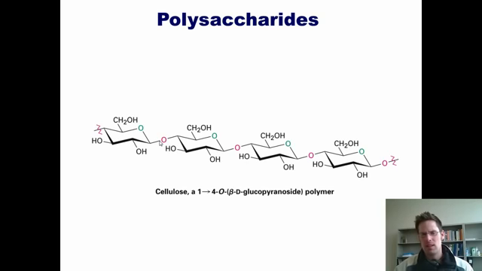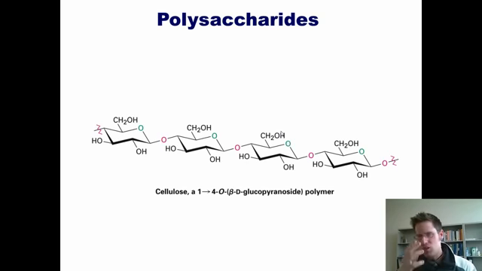Now, because cellulose has this beta branching pattern, individual molecules of cellulose are able to sit and stack more tightly on top of each other than amylose or amylopectin. This gives cellulose greater rigidity and strength than starch. And that's why nature uses cellulose to provide strength, rigidity, and structure to plants.